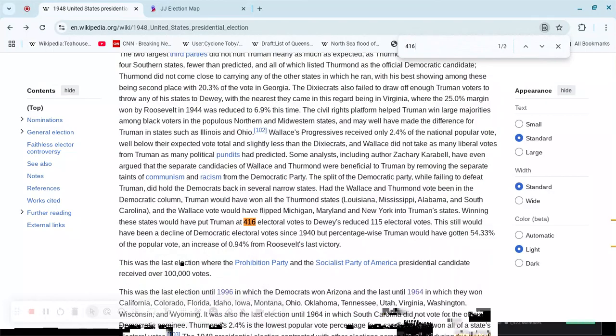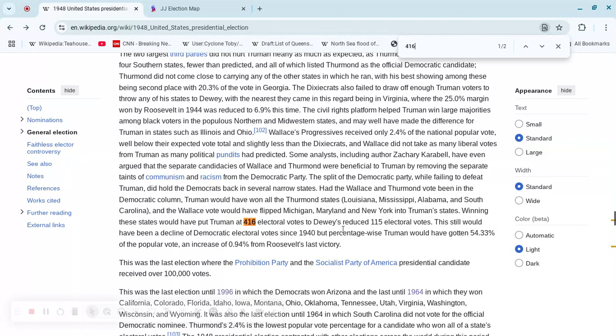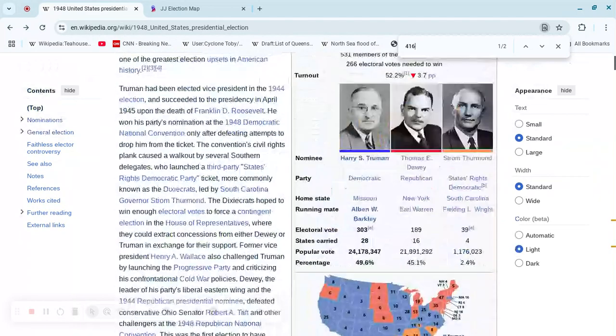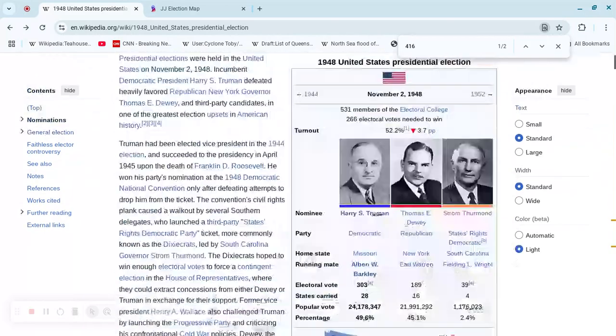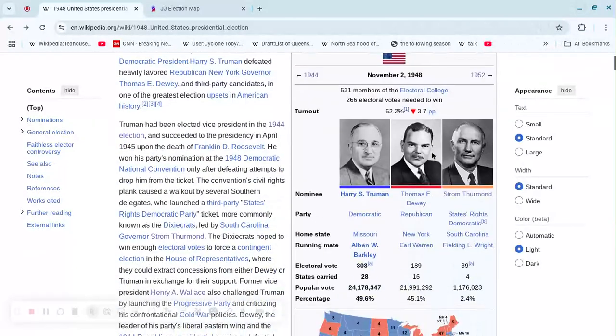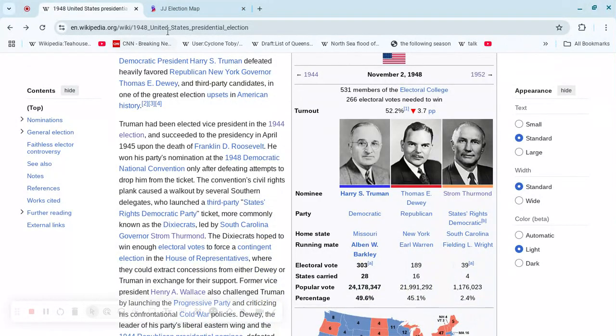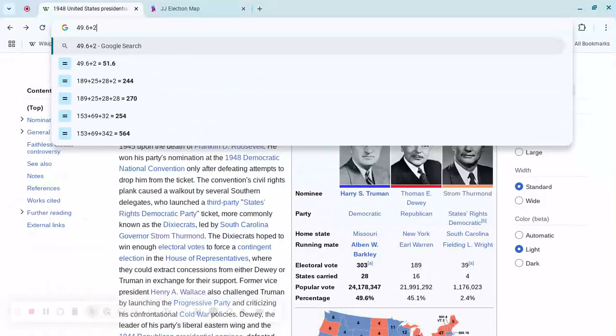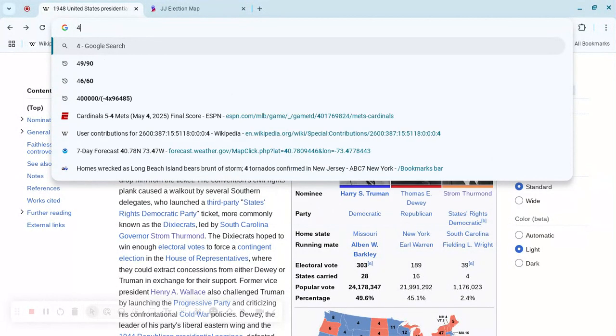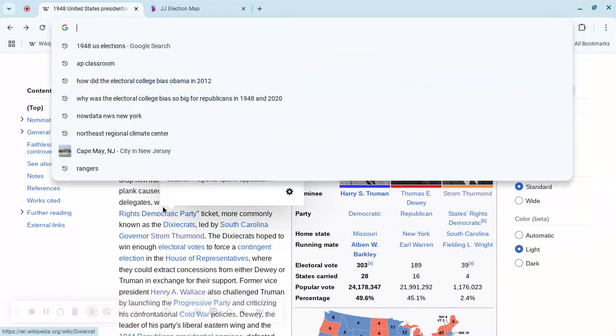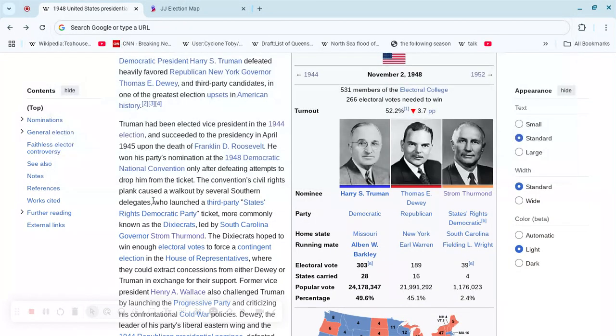Which I think it mentions here. If you put that 416 to 115, and they say he would have gotten 54.33% of the popular votes per my calculations. 49.6. Yeah, using my 2.4% approximation, so he would have gone to 54.4, which is pretty accurate. 54.6% to Dewey's 45.1%. He would have won the popular vote in this case by 9.5%, which is crazy.